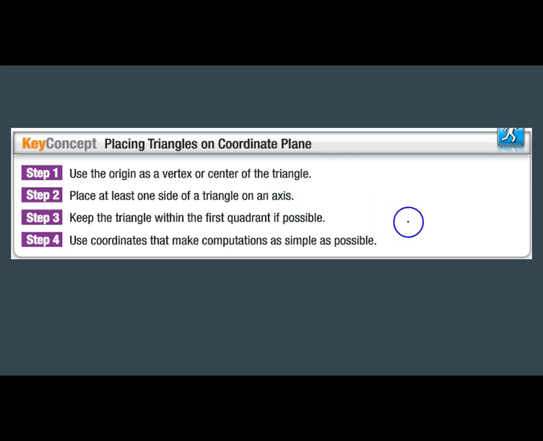Step 3, we want to keep the triangle within the first quadrant if possible. This is not always possible, but when we can, we definitely want to. And what I mean by the first quadrant, remember this one is our first one, second, third, and fourth. So our goal is to keep it positive in the positive quadrant. The last step is to use the coordinates to make computations as simple as possible.